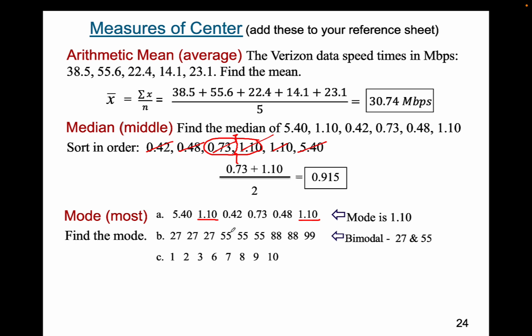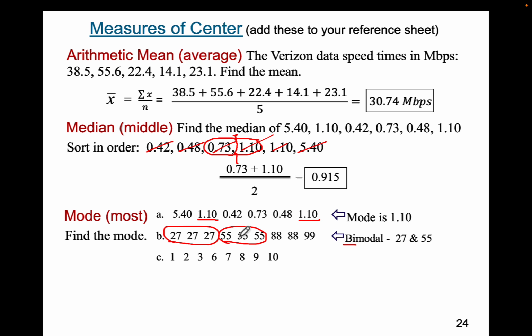Welcome back. If you found that the 27 and the 55 are each represented the most frequently because there are 3 27s and 3 55s, you're right. So we have 2 modes here, and that's okay, the 27 and the 55. We call that bimodal for 2 modes. 2 data values were represented with the highest frequency.